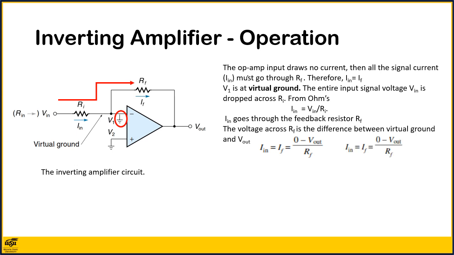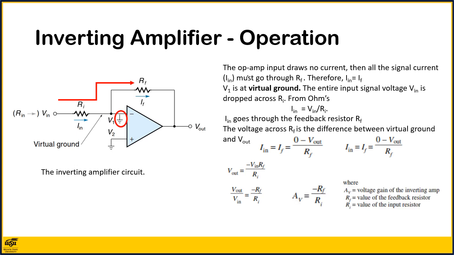Combining the two equations, Vin divided by Ri equals 0 minus Vout over Rf, and solving for Vout and rearranging gives us Vout is equal to minus Vin times Rf divided by Ri, or Vout over Vin equals minus Rf over Ri.